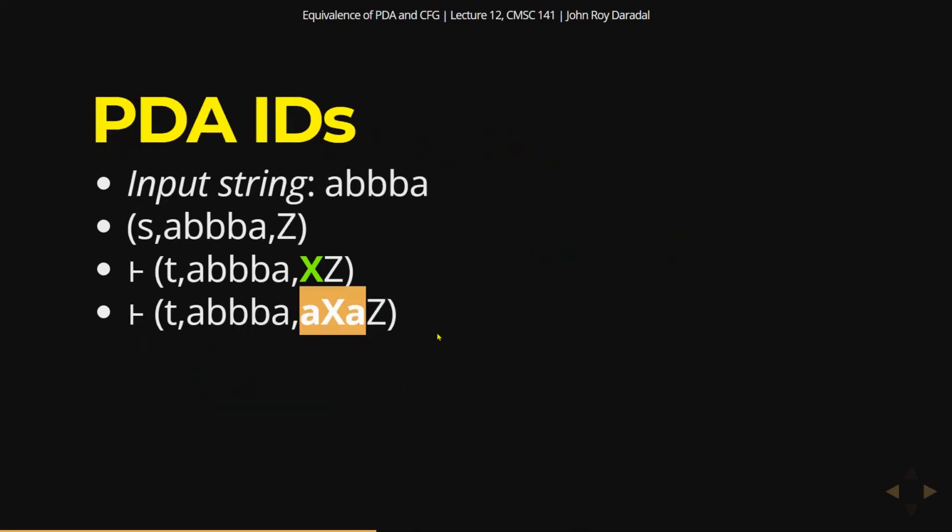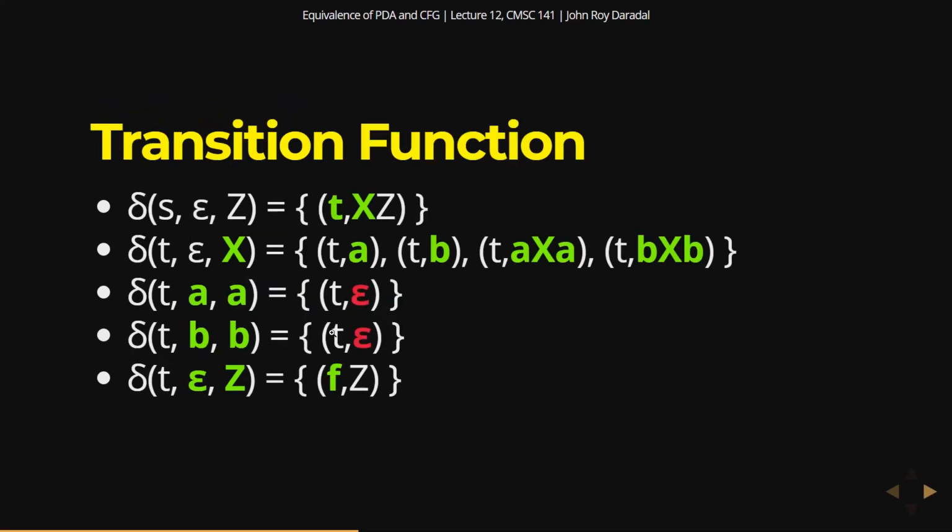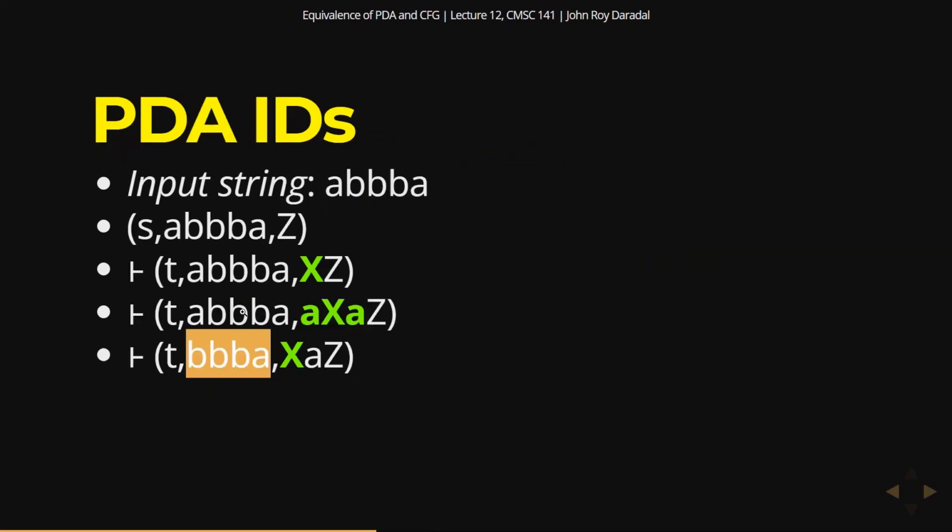Okay, and then after that, since A here is matched with A here, we can pop that off, so it becomes BBBA XAZ. And where did we get that from? This line here. A and A are matched, so we pop off A on top of the stack.